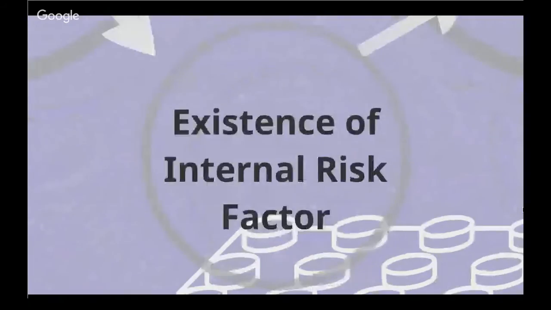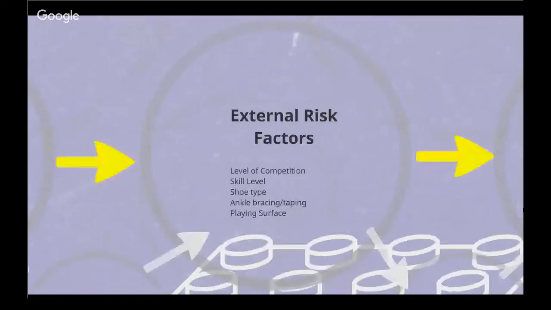They have to have the internal risk factor. And just because they have an internal risk factor does not necessarily mean that the injury they have is because of it. You have to have an external risk factor. So level of competition, skill level, shoe type, ankle bracing or taping. These are things that you can control.